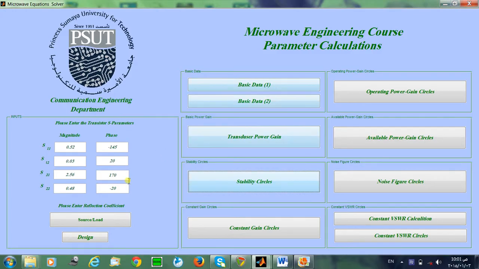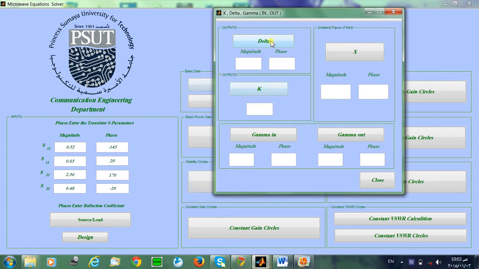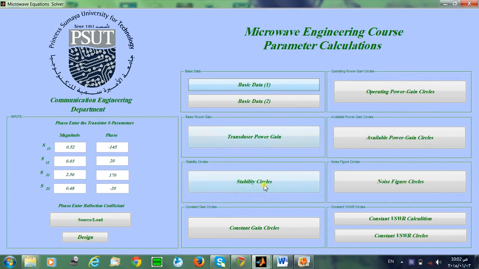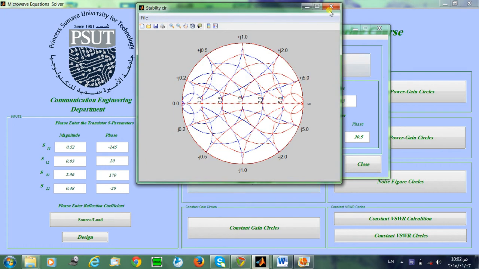Okay, so here's our MATLAB calculator. We input our S parameters over here. First, to find out if our system is stable or not, we press on basic data and check delta and k. If delta is less than 1 and k is larger than 1, then it is stable, and the stability circles are outside the Smith chart, as in this example. Nevertheless, we're going to draw our stability circles.